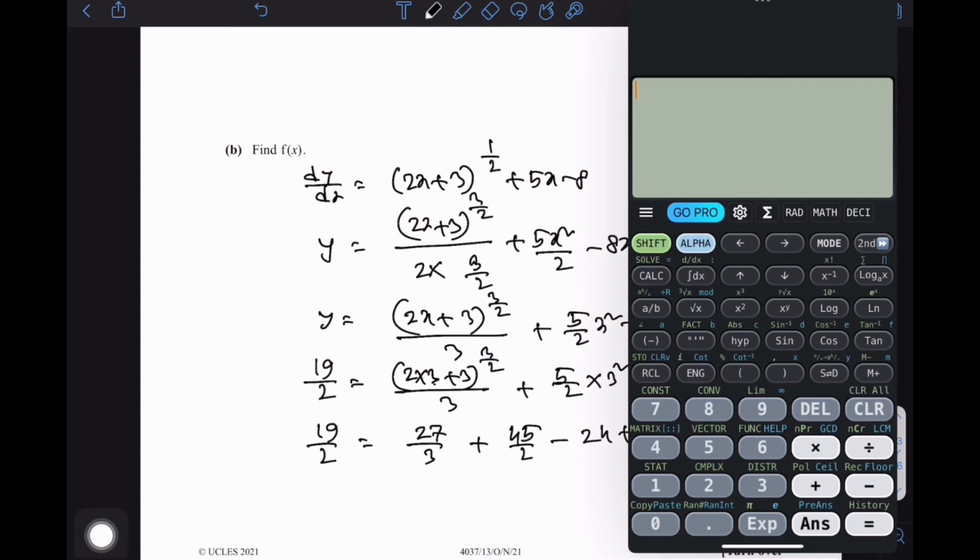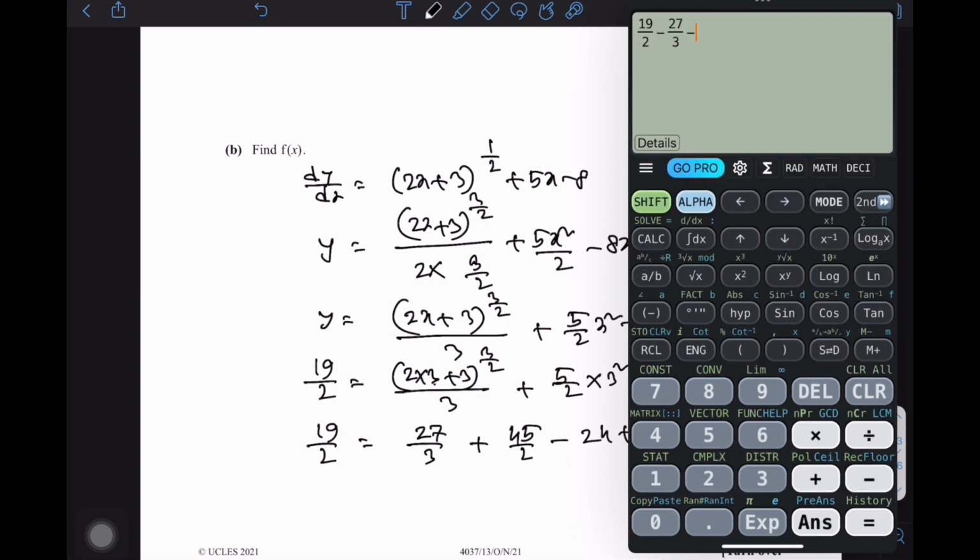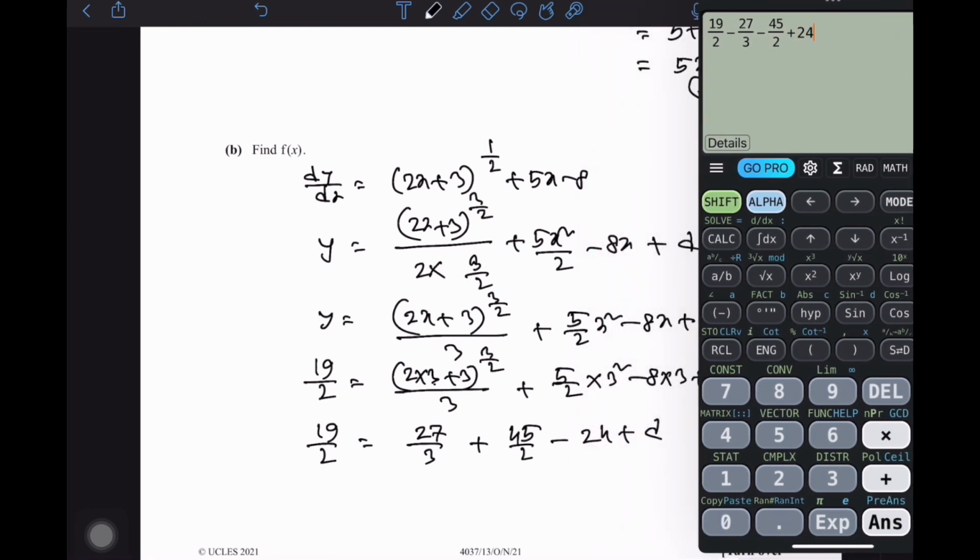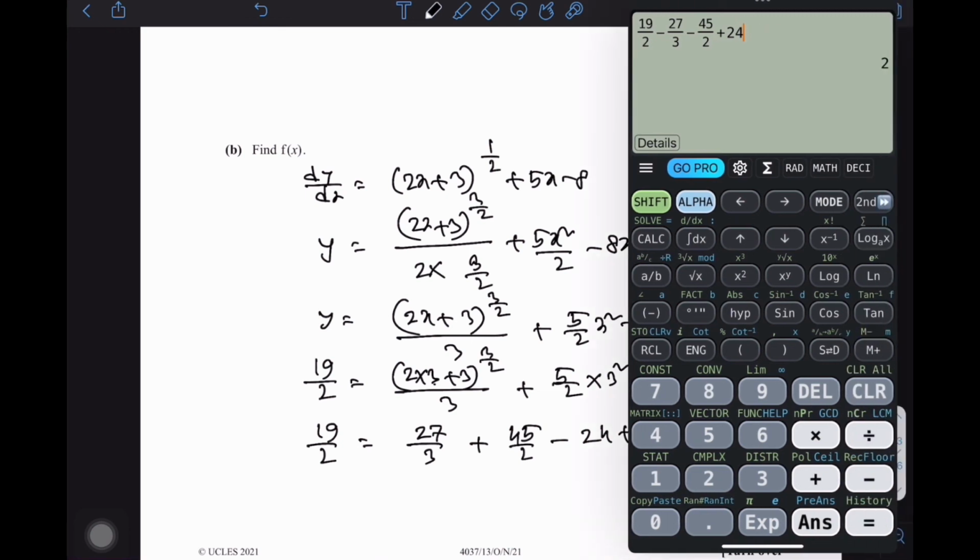So 19/2 minus 27/3 minus 45/2 plus 24 equals 2. So d equals 2.